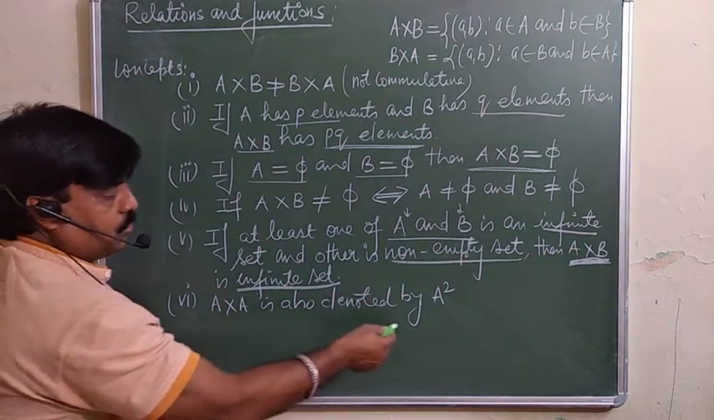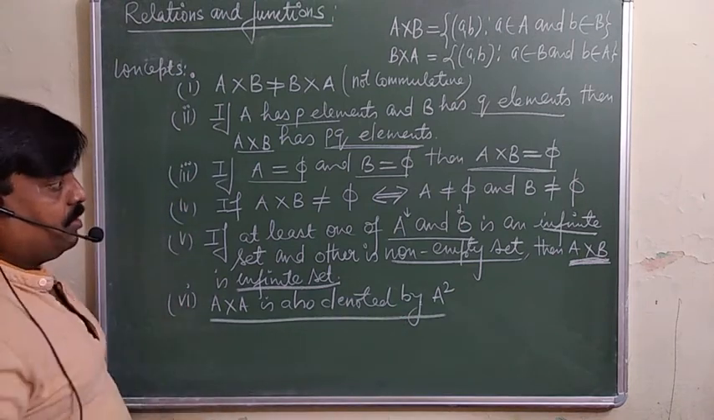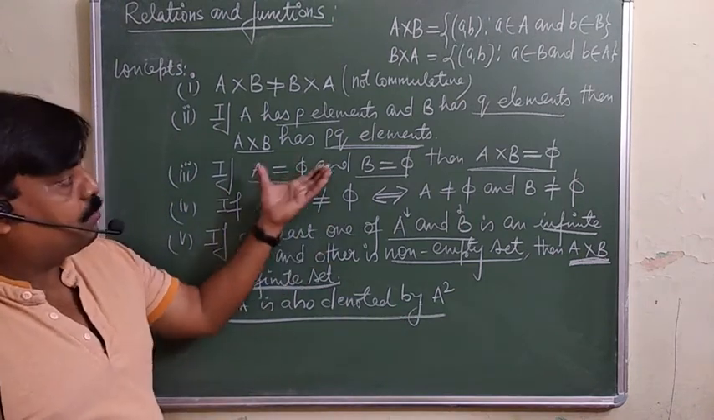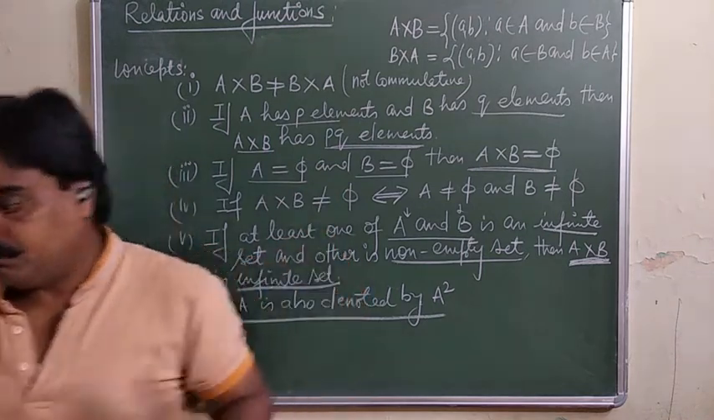A cross A is also denoted by A square. Have a look. Next we will discuss the Cartesian product of two or more sets.